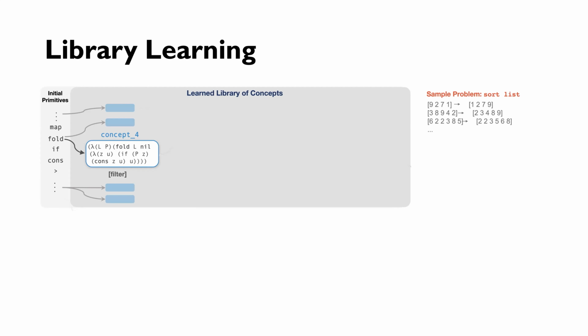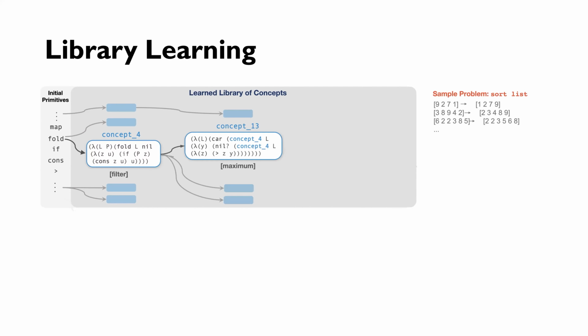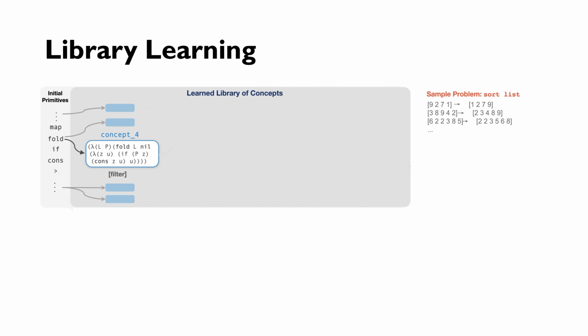So you're given a few examples for this problem, and then you are starting with this initial bare bones language. So let's say that as you are trying to synthesize a program in that initial language for this task, you come up with this concept, which is a subprogram made up of some of these initial primitives. And what this is doing is filtering a list.